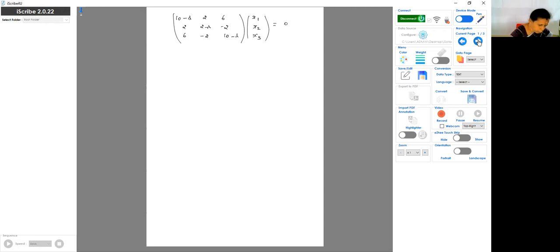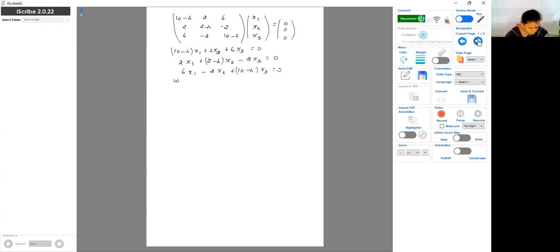So 0. Multiplying these two, we get 10 minus lambda times x1 plus 2x2 plus 6x3 equal to 0. The null matrix is nothing but a column matrix. And the second entry will be 2x1 plus 2 minus lambda times x2 minus 2 times x3 equal to 0. And 6x1 minus 2 times x2 plus 10 minus lambda times x3 equal to 0. So one by one we will calculate.